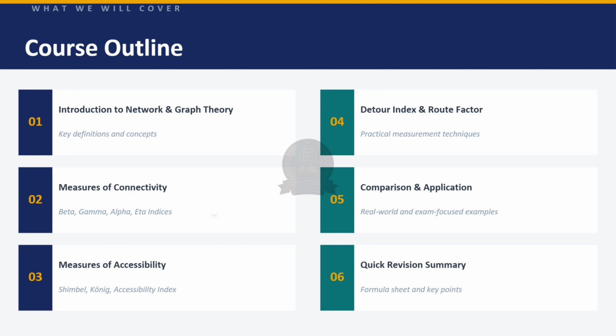In this class we will learn and discuss the introduction to network and graph theory, measures of connectivity, that means beta, gamma, alpha and eta indices, measures of accessibility, then detour index and route factor, comparison and applications, and a quick revision summary. Okay, let's start the class.